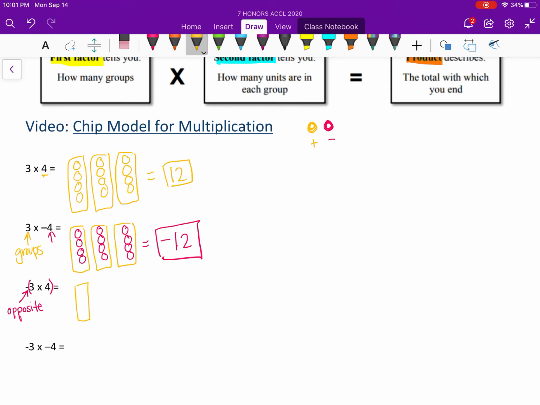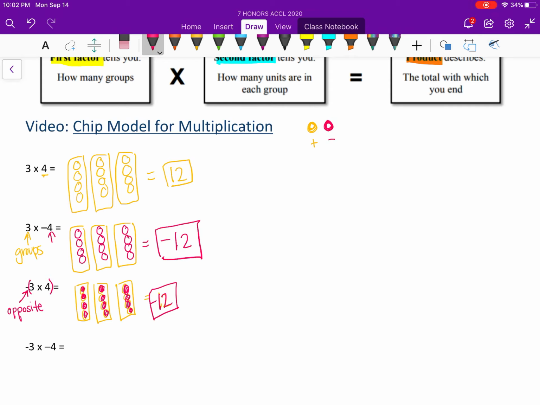So we can draw our 3 groups of 4. 1, 2, 3, 4, 1, 2, 3, 4, 1, 2, 3, 4, which we know is 12, but we want it to be the opposite of positive 12, which is actually negative. So all these chips become negative. Hence why we get negative 12. Okay.